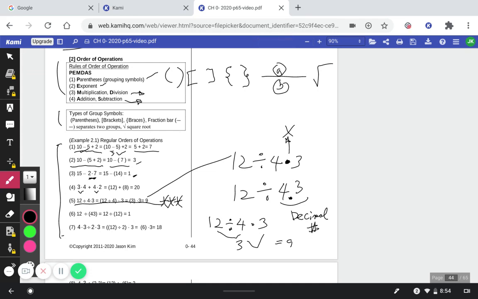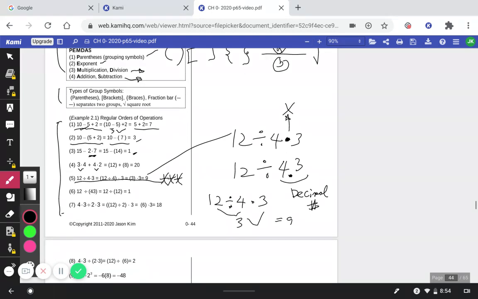Now, number 12 is a little different. It's 12 divided by (4 times 3). That's what they are saying. It's not 43. That actually means 4 times 3. But due to the parentheses, you have to do inside first. So what is 4 times 3? 12. So this turns into 12 divided by 12. So the answer becomes 1. Okay.